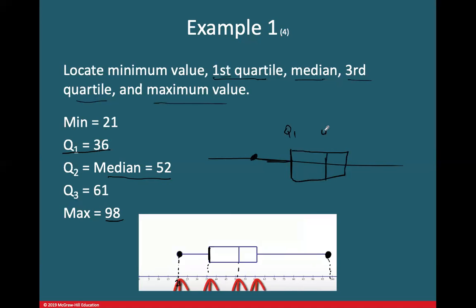52 here, Q2. And where is Q3? 61. Where is 61 here? So we say this is Q3. And then all the other things up to where? Up to the maximum value. So this is called our box plot, or whisker plot. So something like that. No need to draw this. Something like that.